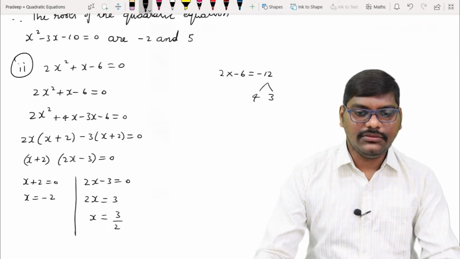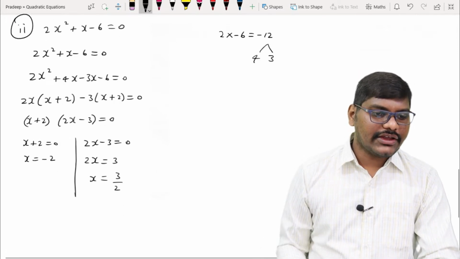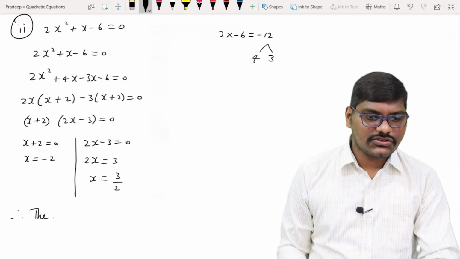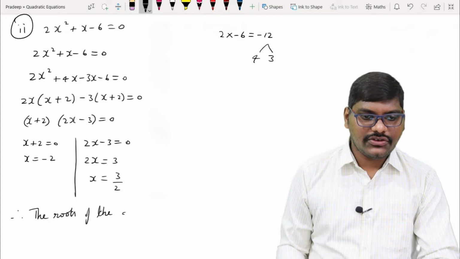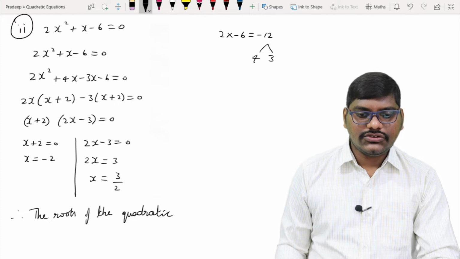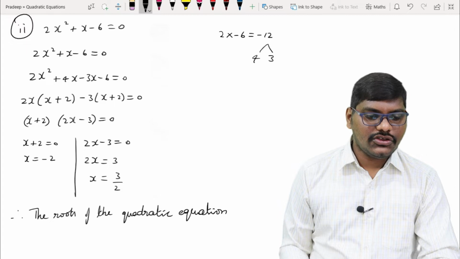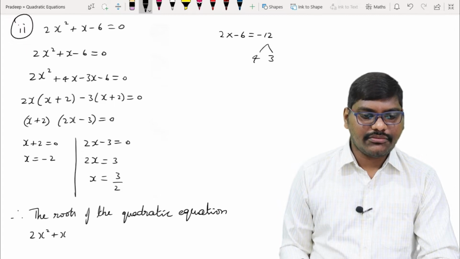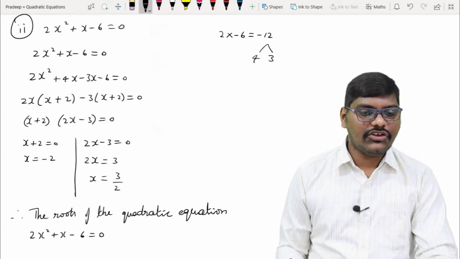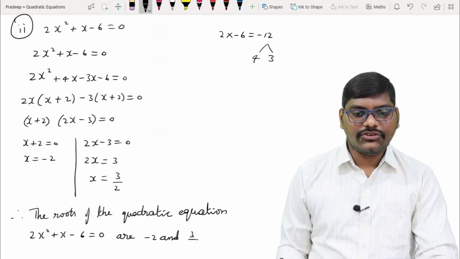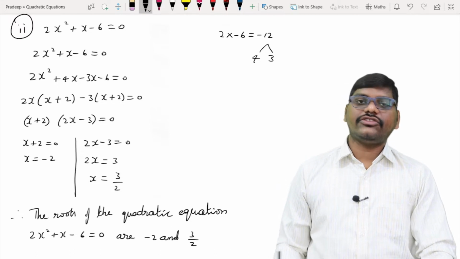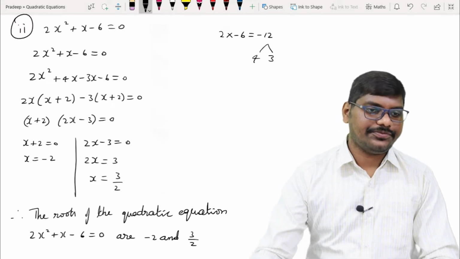So we'll write the conclusion. Therefore, the roots of the quadratic equation, what is the equation? That is 2x square plus x minus 6 equal to 0 is the equation, and the roots obtained are -2 and 3 by 2. Alright, so this is the second question. Let's see the next one.